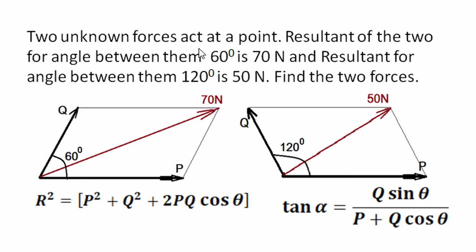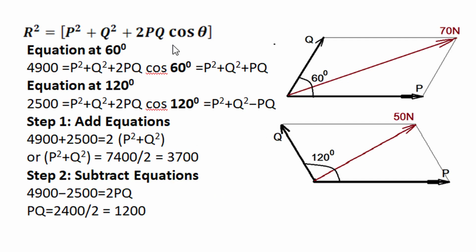And in this type of problem, neither the angle of the resultant with one force is given, nor is it to be obtained. So we won't have to use a direction formula in this problem. We have to use only the magnitude formula, and that too twice. The resultant magnitude R is related to the magnitudes of the two forces P and Q and the angle between the two, theta, as R square is equal to P square plus Q square plus 2PQ cos theta.